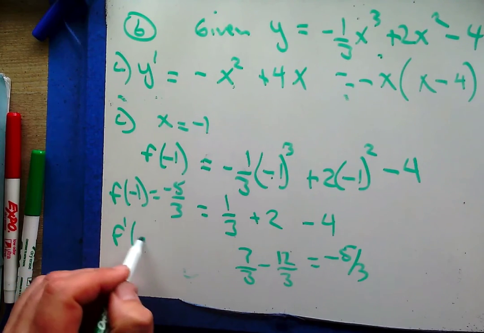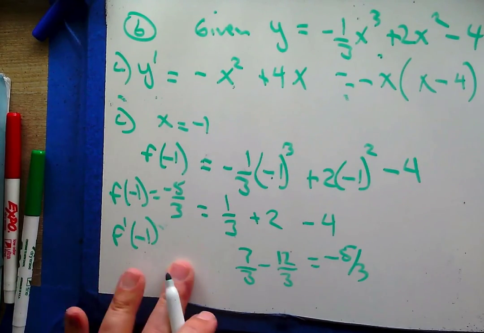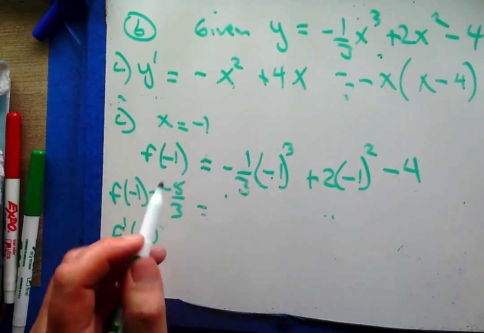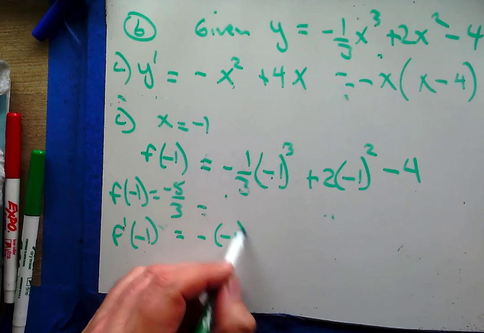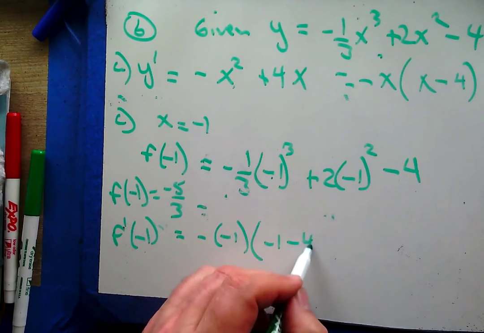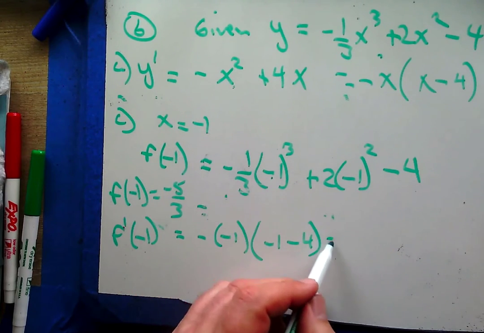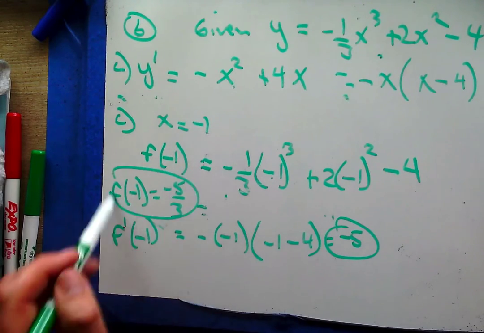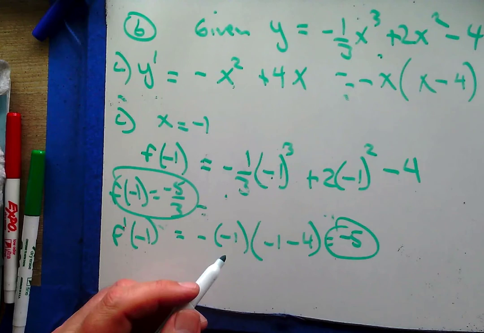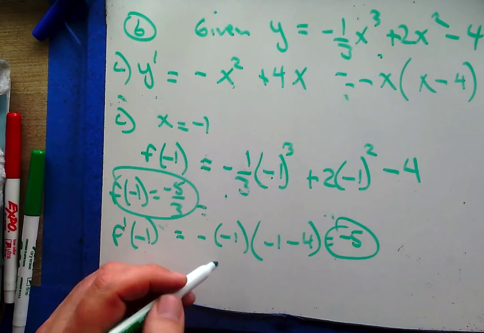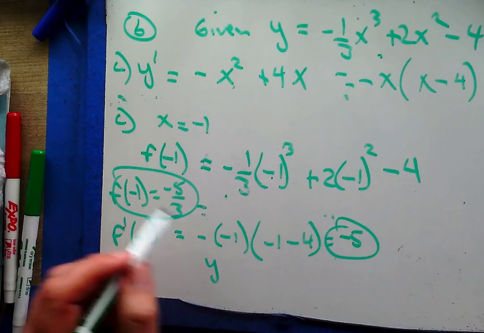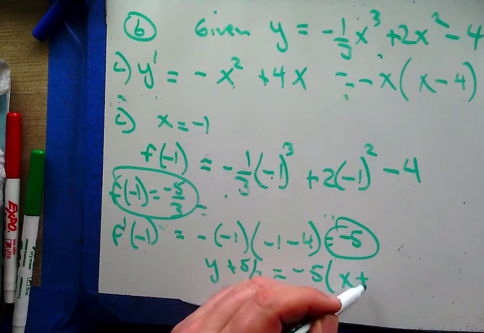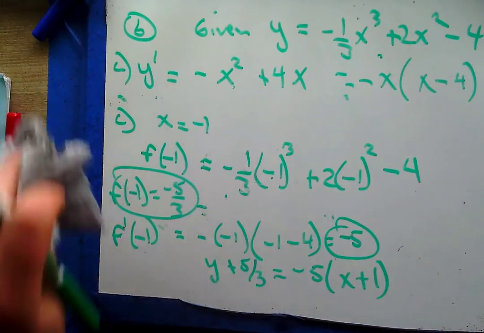But what about f prime of -1? We need that as well. So let's find f prime of -1 by plugging -1 into this function: -1 times -1 minus 4. That's going to be positive times -5, so -5. So now I have a slope and I have a point, and in number 6 we're writing the equation of a tangent line. So I've got y plus 5/3 equals -5 times x plus 1. All right, so there's the tangent line equation.